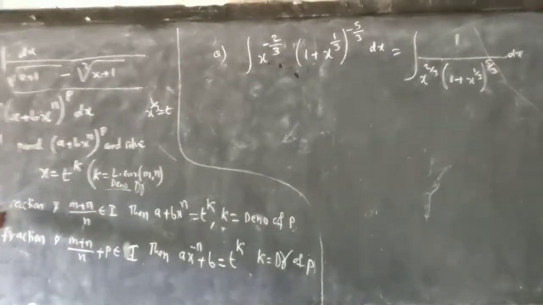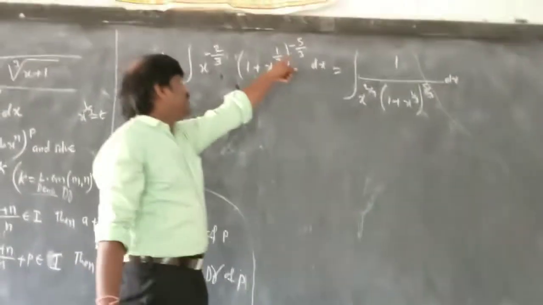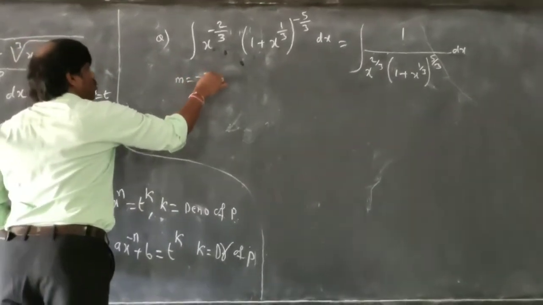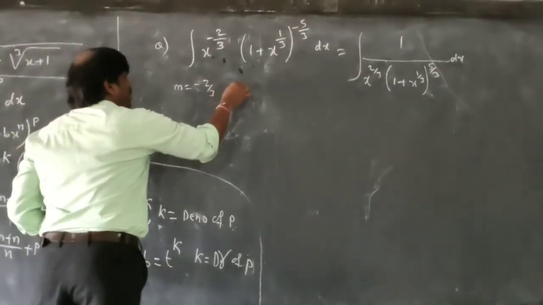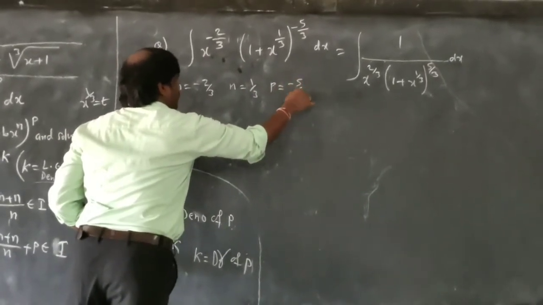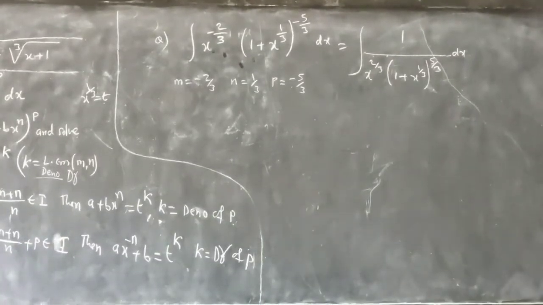In this case, number 3, I am explaining. Now the P is the fraction. See the fraction this is. What is M here? M is equal to minus 2 by 3. What is N here? 1 by 3. What is T here? Minus 5 by 3. So you got P is a fraction.